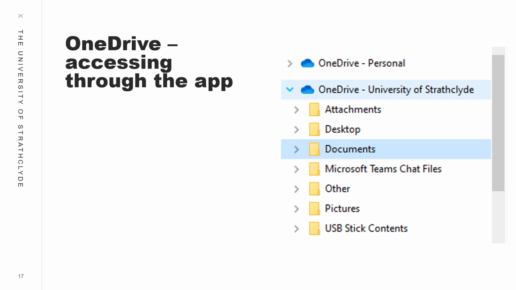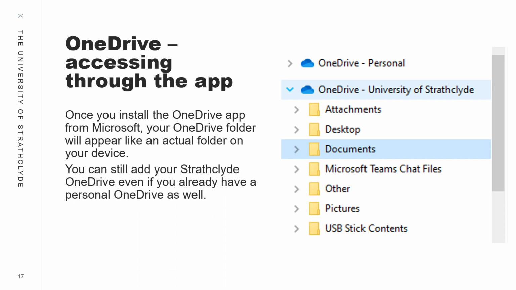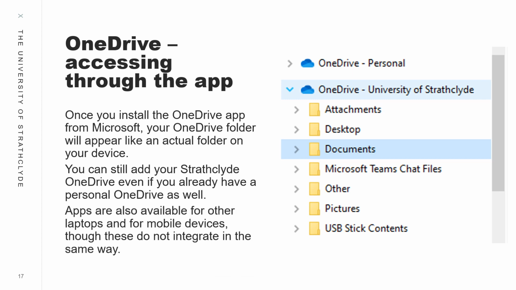If you install OneDrive on your Windows device, you can go into File Explorer and it will simply appear as a folder, such as it appears in that picture there. You can also install the Strathclyde OneDrive as well as a personal OneDrive and have access to both from the same device. Apps are also available for MacBooks and other kinds of device. They don't integrate in quite the same way, but you'll still be able to save files to your OneDrive and open them up from the OneDrive.